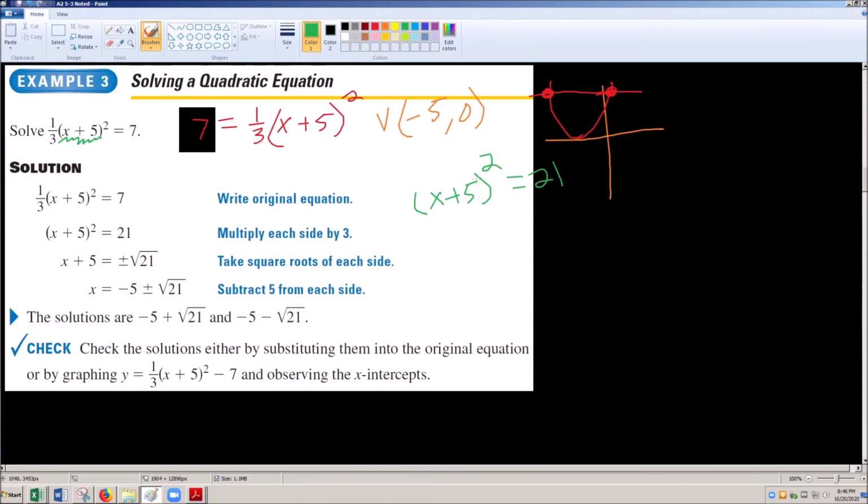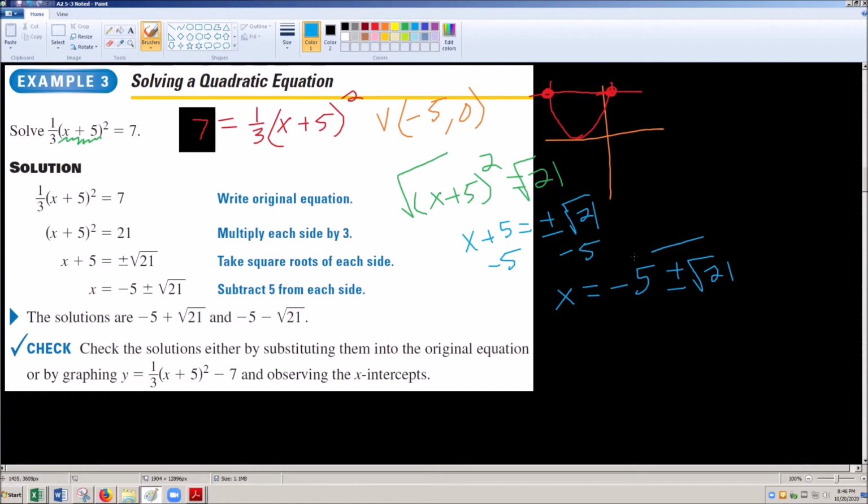From here, now I'm going to take my square root. Let's take our square root on both sides. We get x plus 5 equals plus or minus the square root of 21. There's nothing I can do to simplify 21. It's just 7 times 3, so there's nothing I can do. Now I look at my last step. The last step is to get x by itself. To get x by itself, I'm going to subtract 5 and subtract 5. So my x value equals -5 plus or minus the square root of 21. Don't approximate that. Leave that as your final answer. That is good to go.